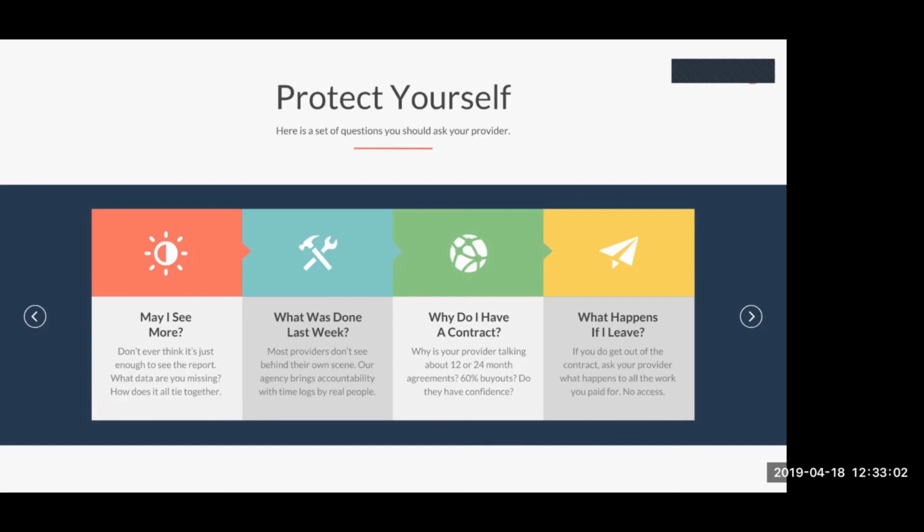So this part right here, why do I have a contract? Why is your provider talking about 12 to 24 month agreements, 60% buyouts? It's not a lot of confidence there. The problem with marketing services is that we're the first budget that gets cut. I mean, there's the entertainment and meals budget, and we're not talking about general practices of entrepreneurship. I'm talking about real life. I'm talking about small businesses that have 7 to 10 people that gross anywhere from 500 to 1.2 million a year.